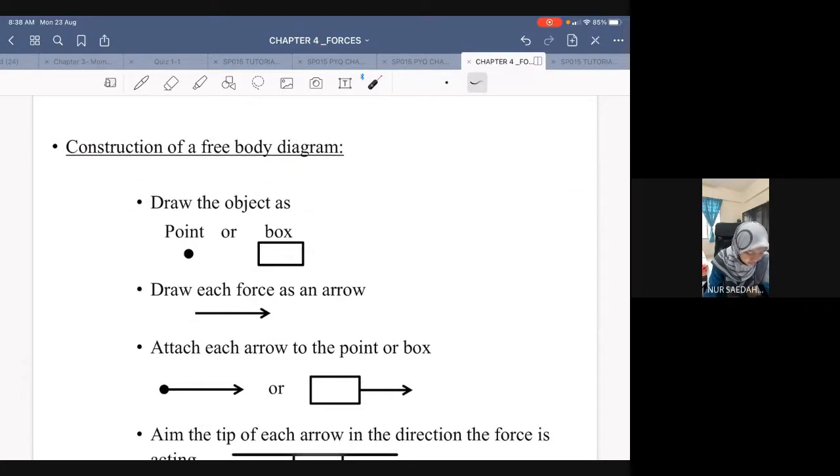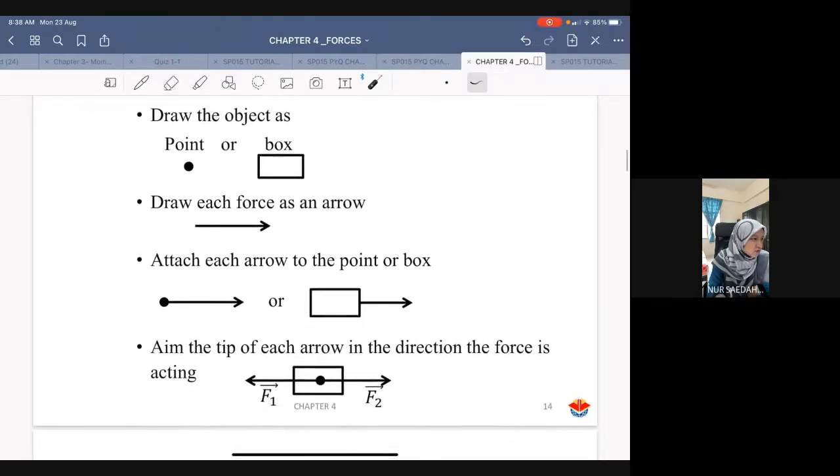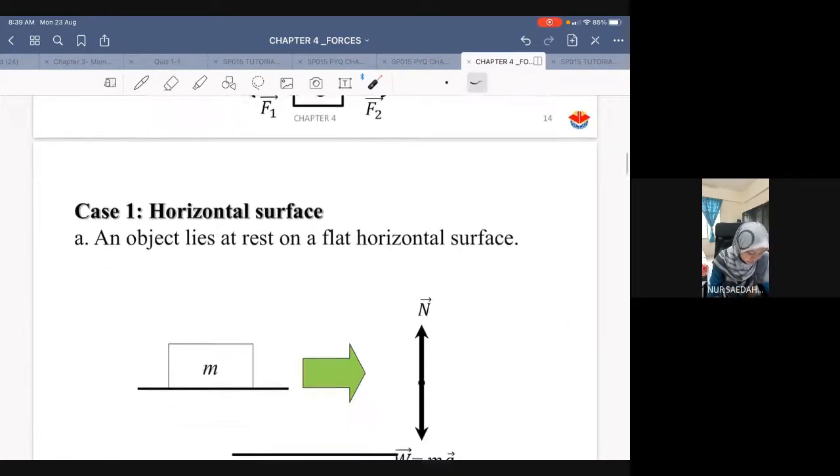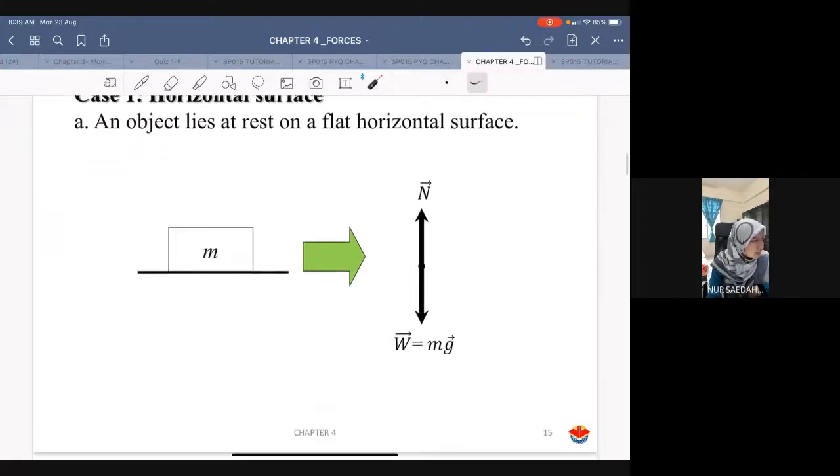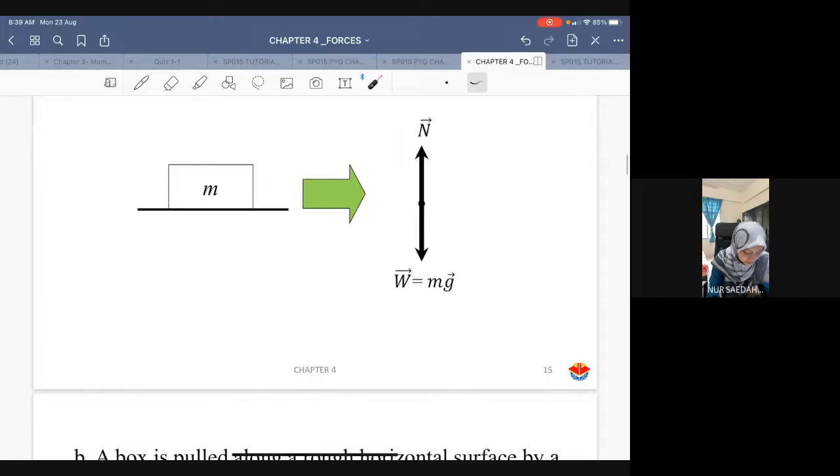Okay, so ini adalah cara to construct a free body diagram. Sama ada lukis sebagai satu point ataupun box pun boleh. Draw the force with the arrow because arrow refer to the direction of that force. Attach arrow dengan point kita. Dan hujung anak panah arrow ni, jangan buat dia laluan tapi macam ni pula. So aim the tip of each arrow. Okay, so tu maksudnya case 1. Tadi kita dah cakap book on the floor, kita ada normal dan weight.